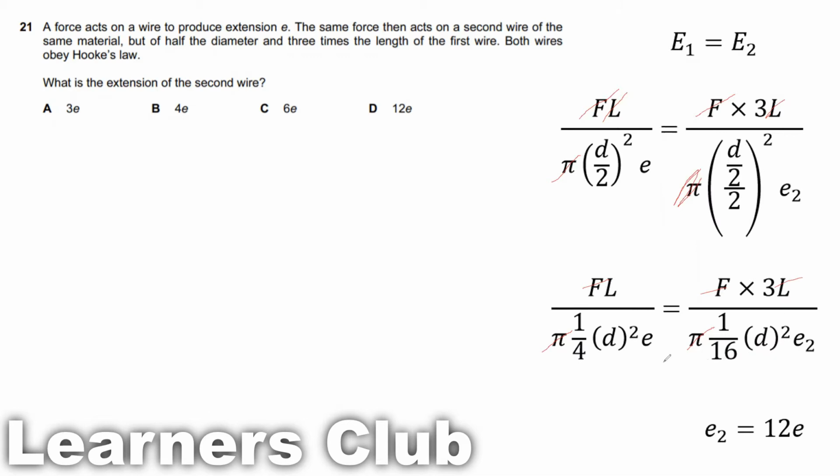Now I can cancel a few values. I can cancel d square and d square. This 4 with this one, and I get 4, which will go up as a reciprocal. So, and this E2 will come to this side. So I get E2 is equal to, when this 4 goes up, 4 into 3 will give me 12E.